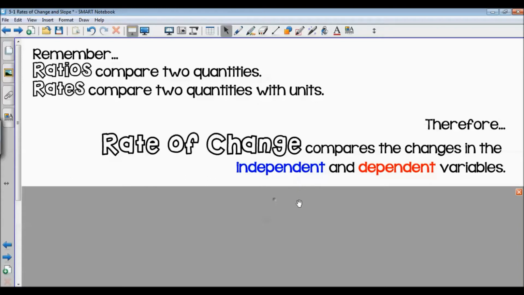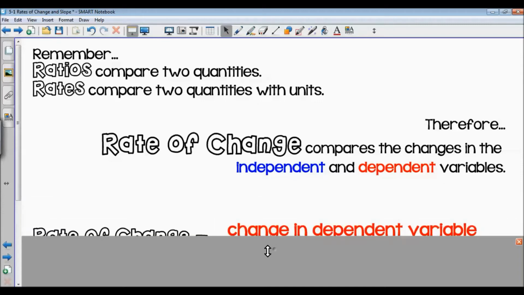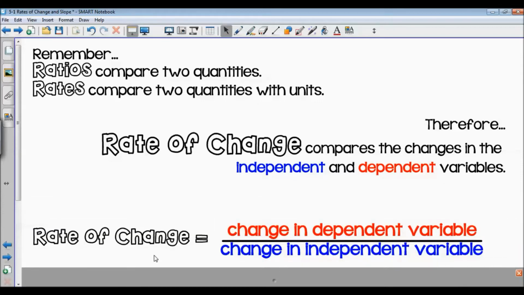And you'll remember from last chapter, the independent variable, this is your x variable. It's the one that causes the change. The dependent variable, these are your y values. They're the ones that are determined by the independent variable. So rate of change is going to be equal to the change in your dependent variable, which is your y value, divided by the change in your independent variable.